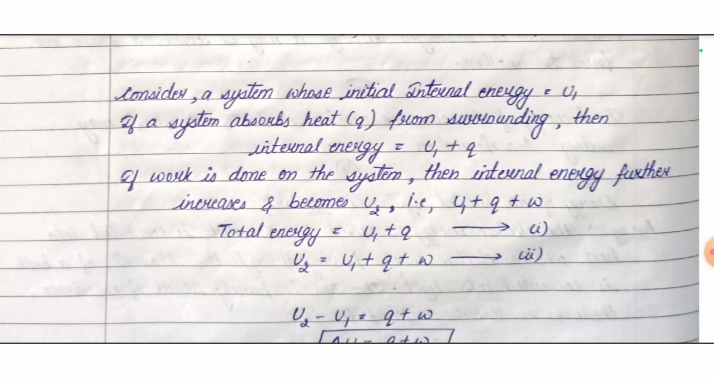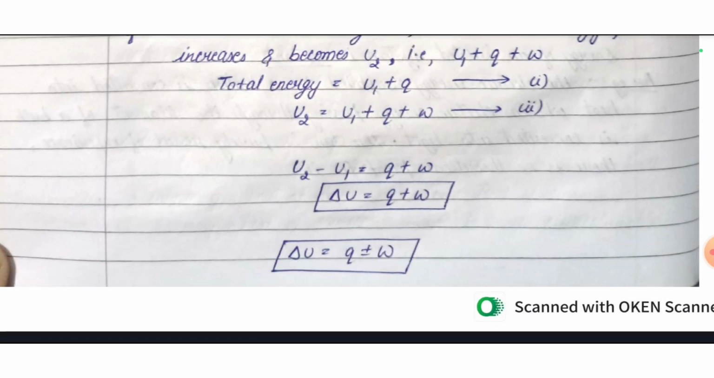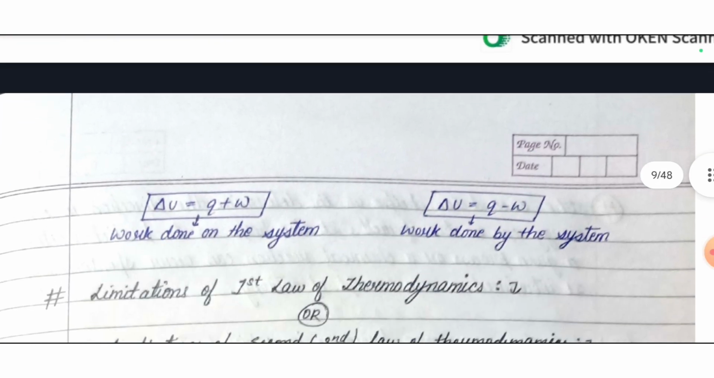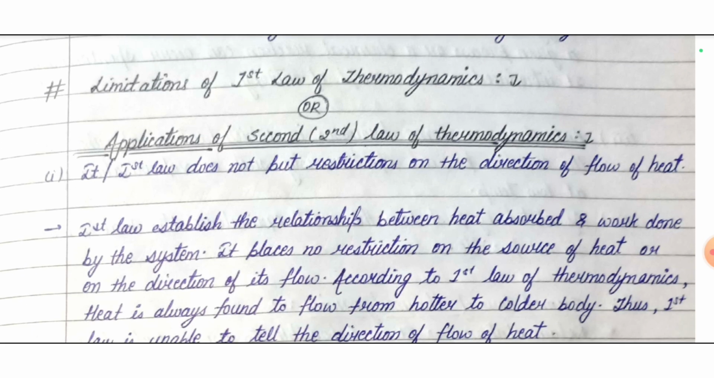U2 is equal to U1 plus Q plus W, equation 2. U2 minus U1 equals Q plus W. Delta U is equal to Q plus W. So delta U is equal to Q plus or minus W. If delta U is equal to Q plus W, work is done on the system. If delta U is equal to Q minus W, work is done by the system.